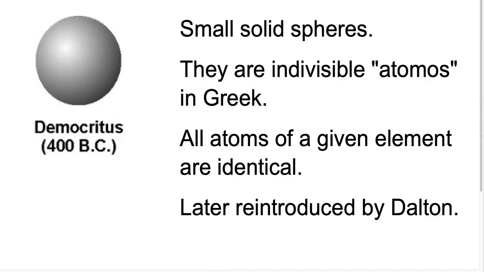Really, it was come up with Democritus, this Greek philosopher that was 400 BC. And then later, it was reintroduced by Dalton. You'll notice this. But basically, what they thought, atoms were small solid spheres, so there were no parts, they were just one whole thing. Democritus actually coined the term atom because atomos in Greek means indivisible, not invisible. Indivisible, cannot be split. They also thought that all atoms of a given element are identical.